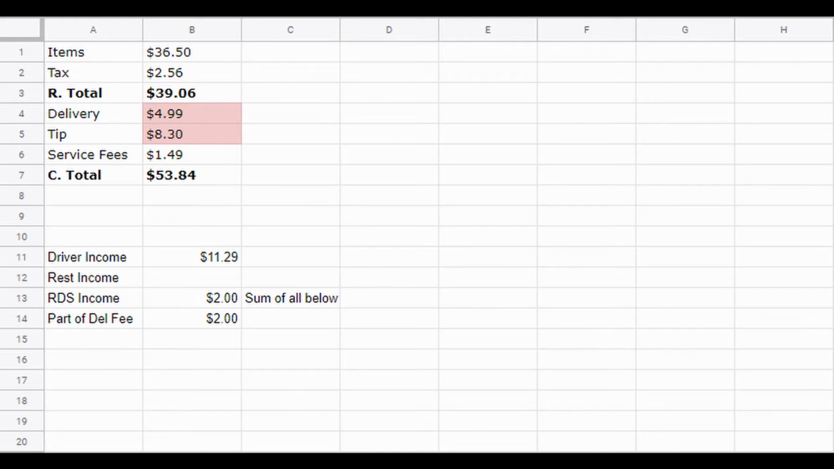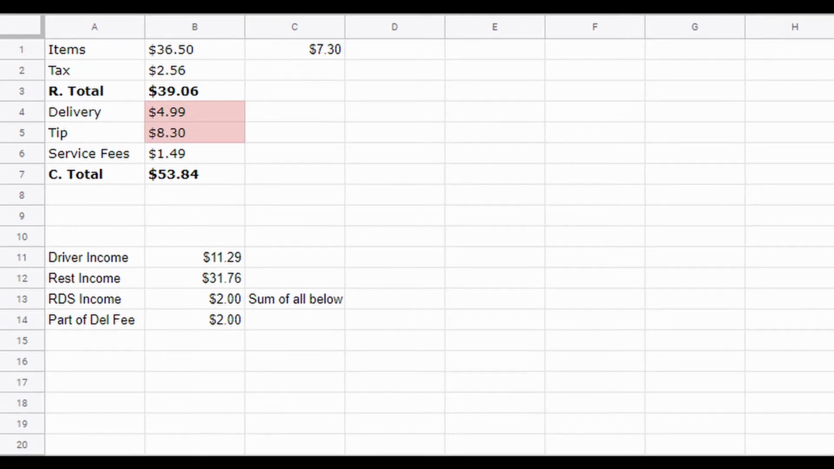Next after that, we're going to be calculating what disbursement we owe the restaurant and how much of that we get to keep as the RDS. So the food total for this order was $36.50, and because it was a delivery order, we get to keep 20% of that. So that gives us $7.30 of income from this order from the restaurant.